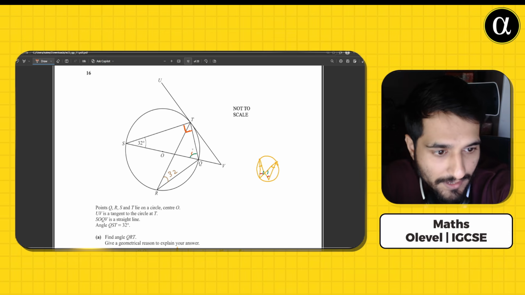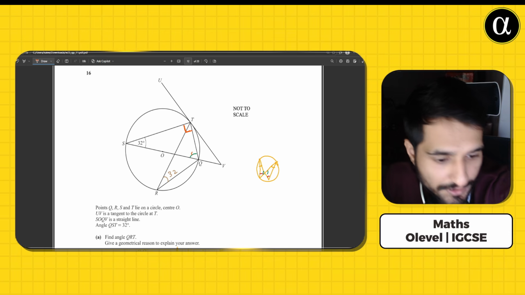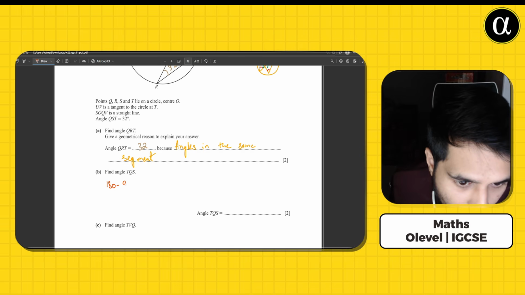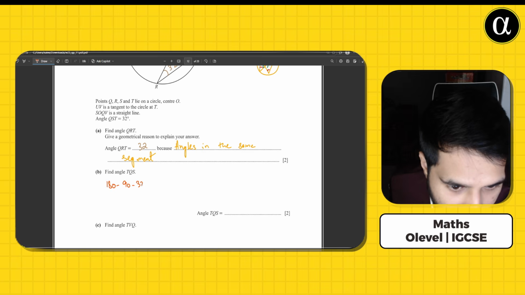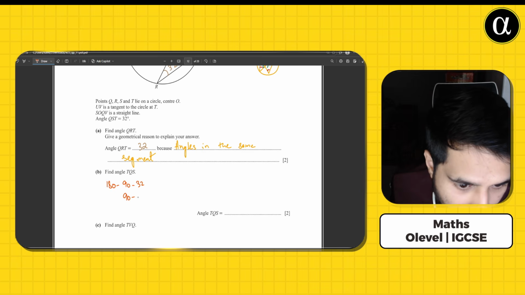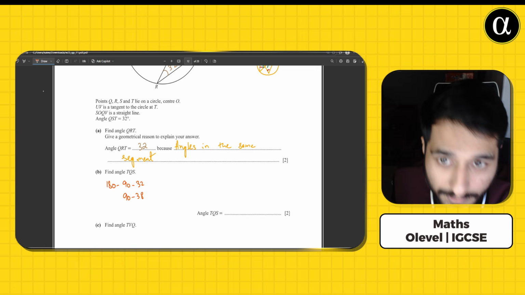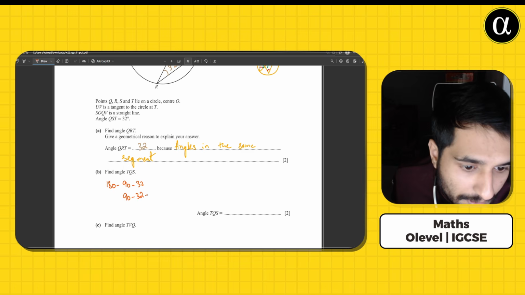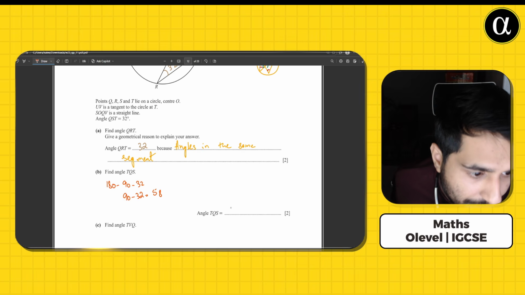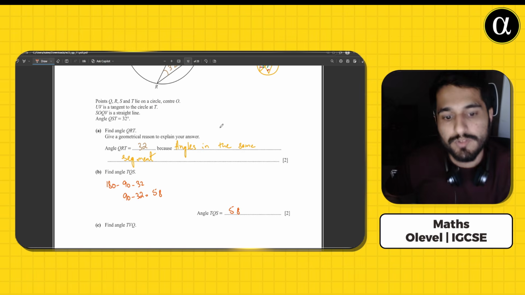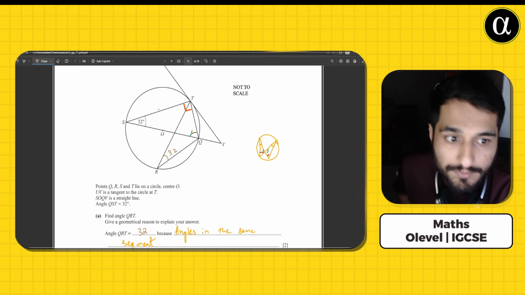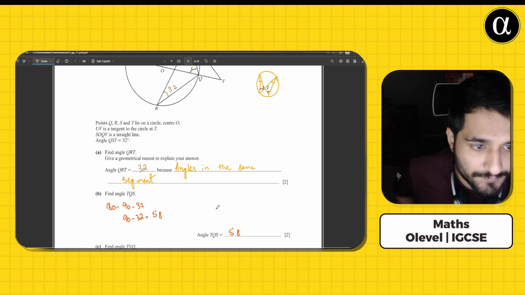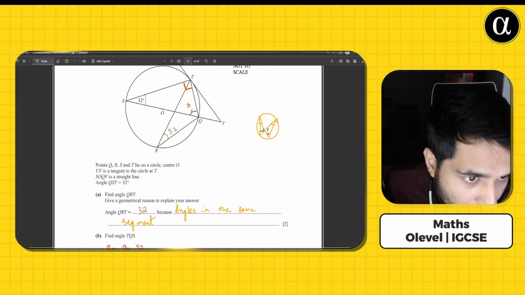Then we can find this angle by doing 180 minus 90 minus 32. So this is going to be 90 minus 32, which is why this is going to be 58. Now we're supposed to find angle TVQ. What is TVQ? This is going to be interesting. So this is 58.